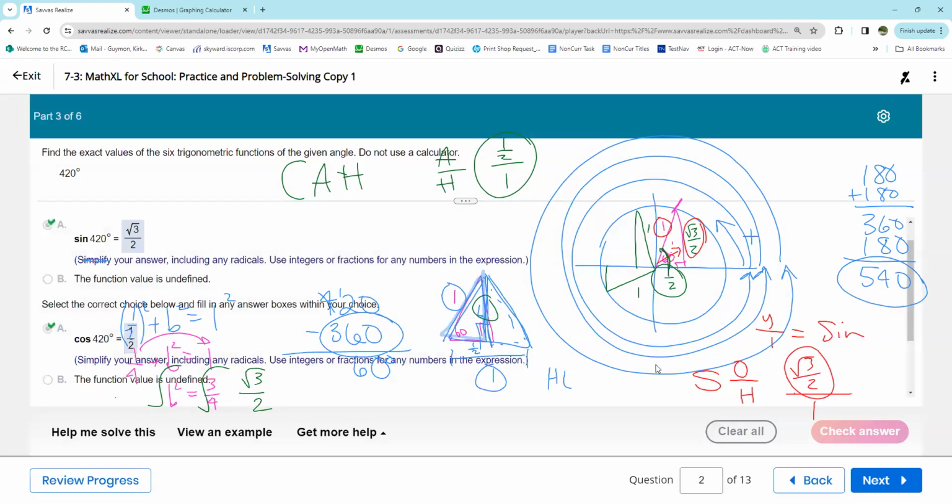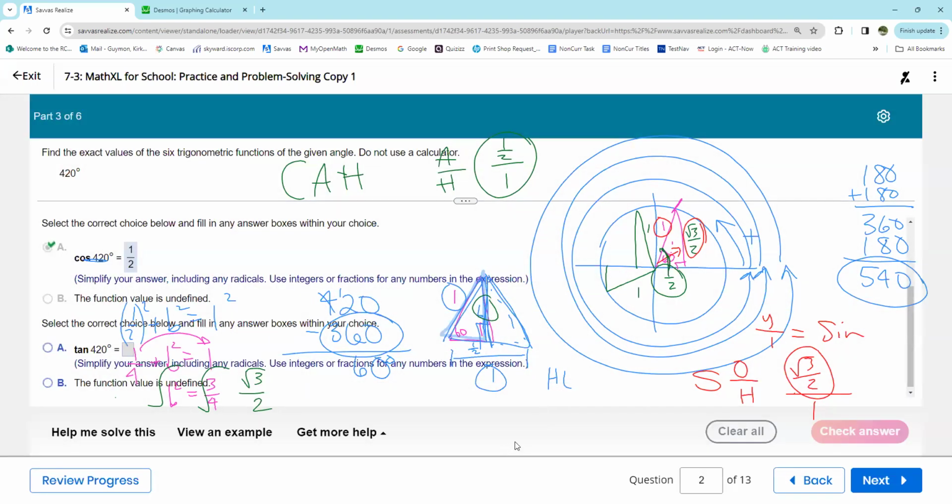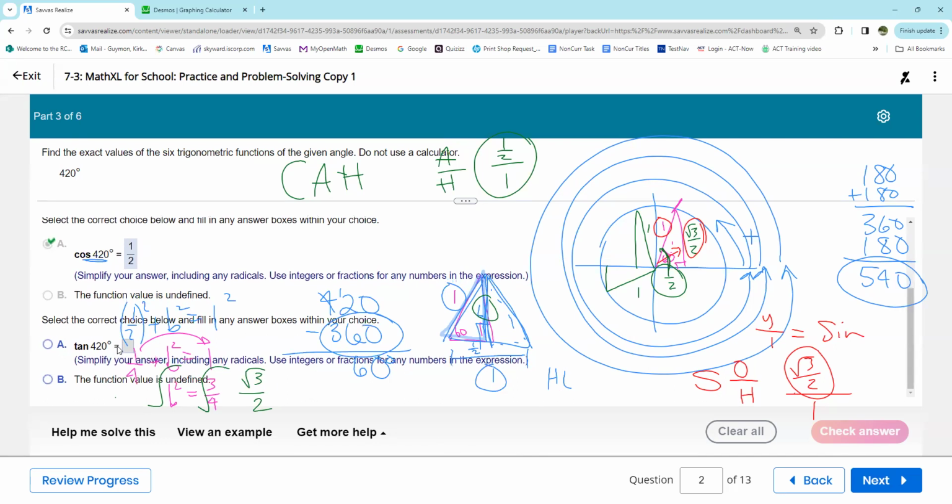So hopefully some of that explanation helps if you were stuck. Good luck. Wait, oh my goodness, we got lots more. Sorry, I thought we were done. Okay, now moving on to the tangent.